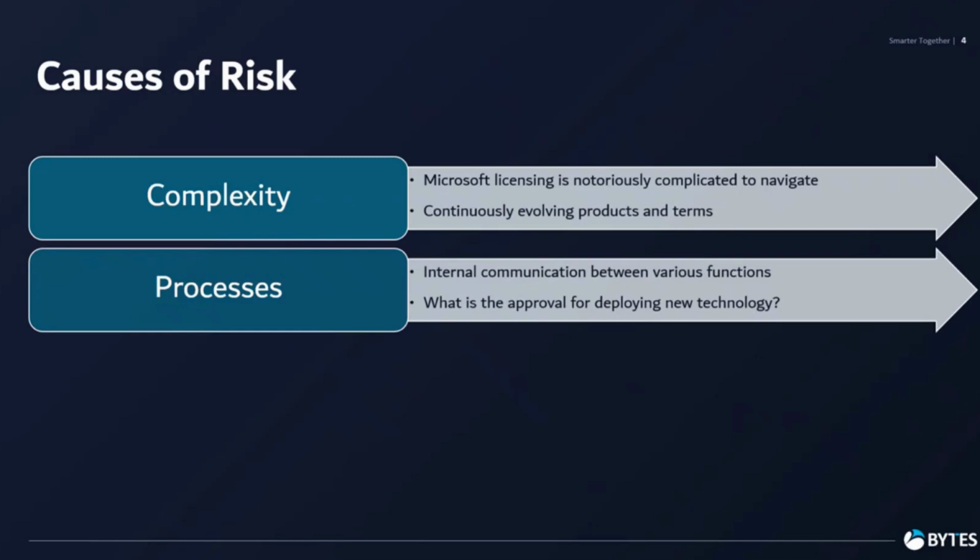Processes. This is more of an internal feature where perhaps internal communication between various functions or personnel over time has resulted in different views of how an estate is licensed or what entitlement we have in place, and also perhaps an approval process for deploying new technology, which could create potentially licensing or technical risk.